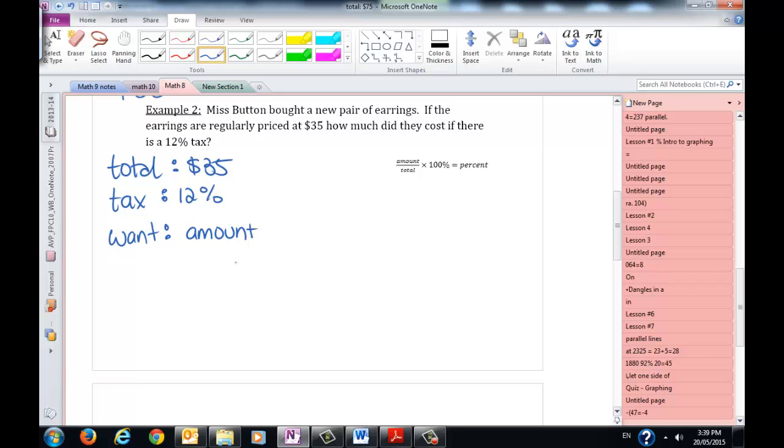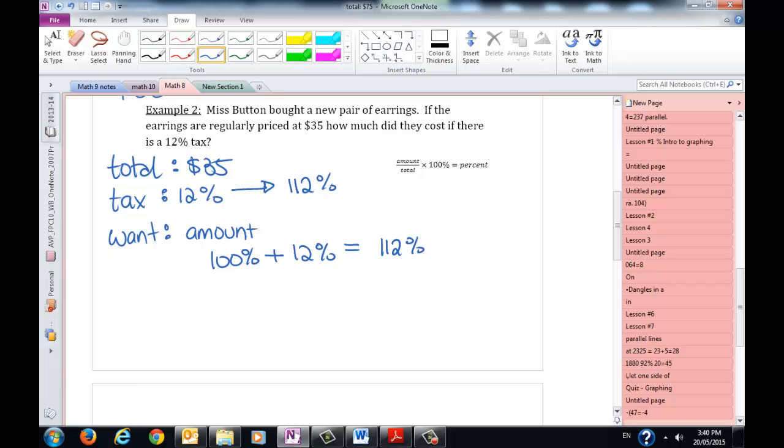So what I'm saying is I want the full 100% that the earrings are worth, the $35, plus I also have an additional 12% tax. So my percent that I'm looking at, it's a percent increase. And my percent increase is 112%. I'm paying the full 100% for the earrings, and I'm also paying the 12% tax on top of that. So the percent value that we're actually going to be using is 112% because it's the full price of the earrings plus the tax on top of this.